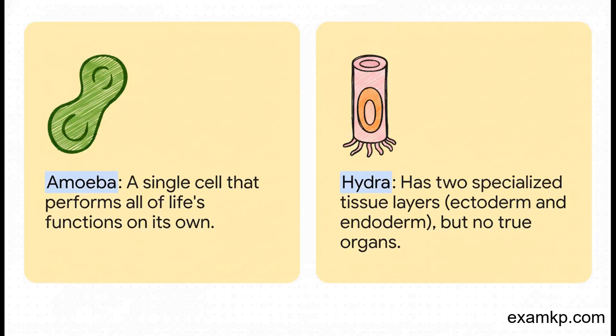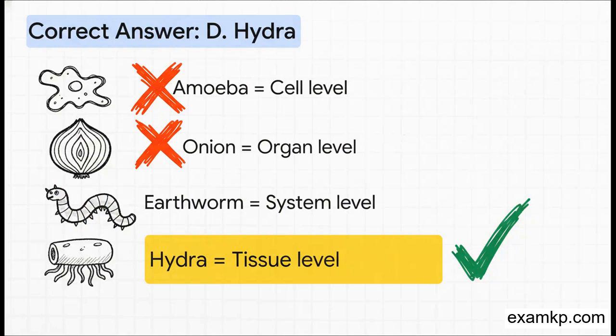So the answer has to be D, hydra. Let's quickly eliminate the others, just to be sure. We know amoeba is just a single cell. An onion plant has organs like its bulb. An earthworm is very complex. It has full organ systems. Only hydra fits that perfect description of being at the tissue level of organization.